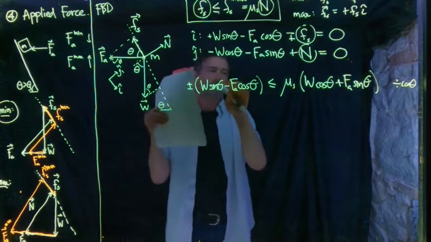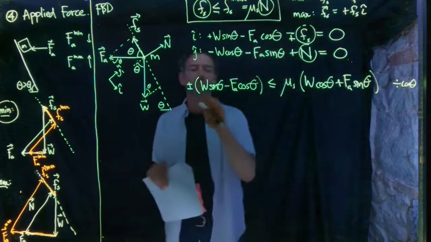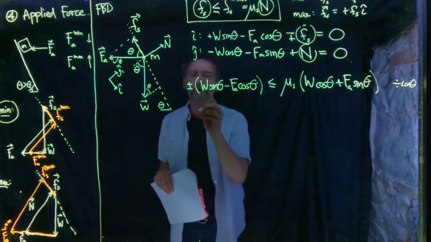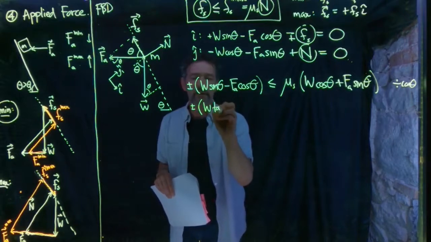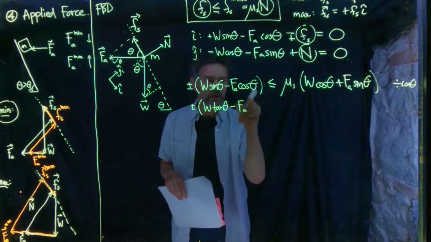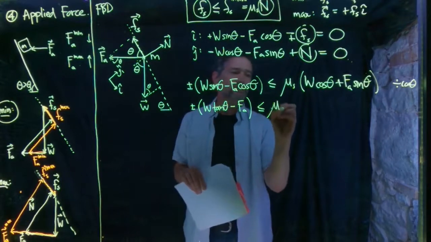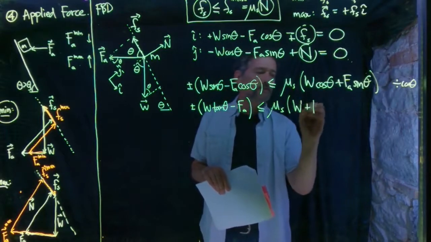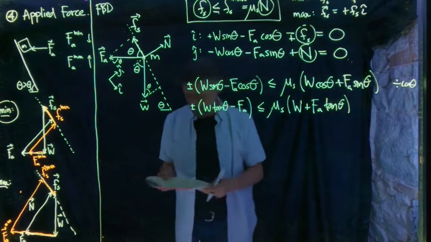Okay, so if this is less than or equal to this, then this divided by cos theta is less than or equal to this divided by cos theta. When we divide the left-hand side by cos theta, both terms are divided by cos theta. And so we get plus minus W sine divided by cos, which is tan theta, the slope of the incline, minus cos divided by cos, which is 1. And that should be less than or equal to mu s times cos divided by cos, which is 1, plus Fa times sine divided by cos, which is tan theta. Okay, so we have that.